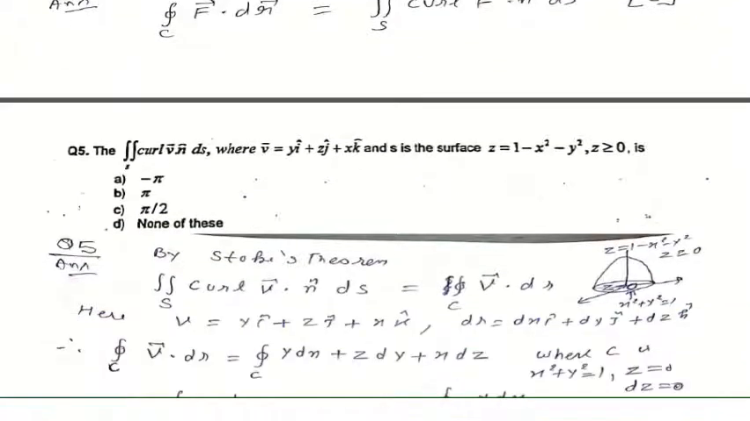Next is this question. Here you are asked to calculate curl V dot n dS, where V is this and surface S is this. And it is on the upper side, z positive. So it is nothing but a paraboloid, one side linear, other side square. If you put z equal to 0, x square plus y square equal to 1 is the base, and z is increasing in the upward direction. So it is the given surface bounded by the curve C.